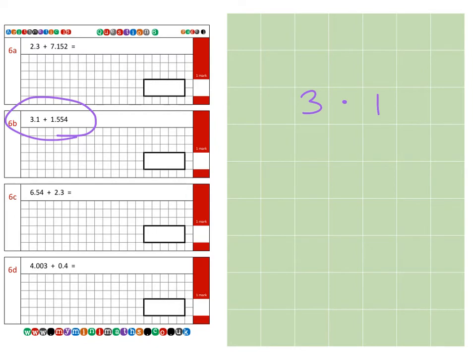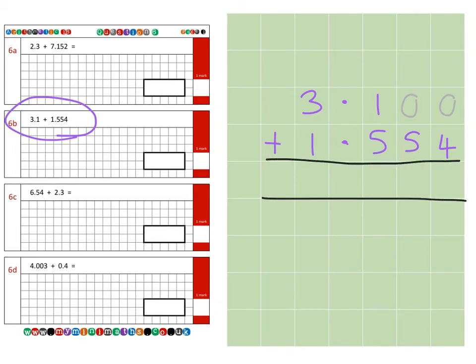And next we're on to question 6b, which is 3.1, and we're adding 1.554. Again, you may want to fill those invisible zeros in to help you along the way. And then we go along the columns. So that's 0 thousandths, add 4 thousandths, which is 4 thousandths. 0 hundredths, add 5 hundredths, which is 5 hundredths. 1 tenth, add 5 tenths, which is 6 tenths.